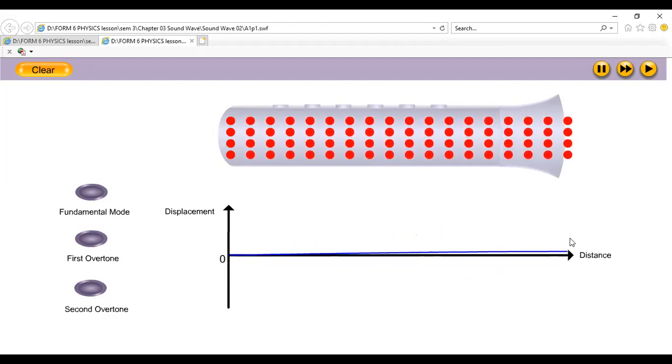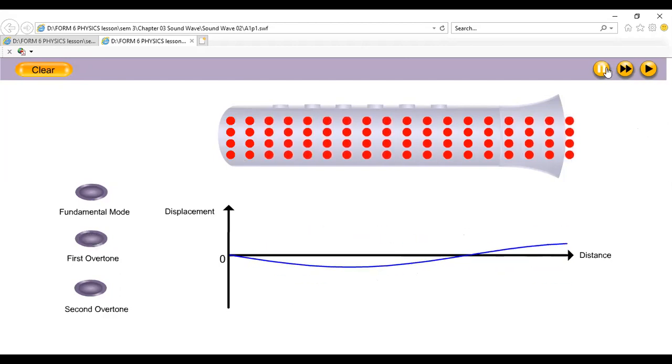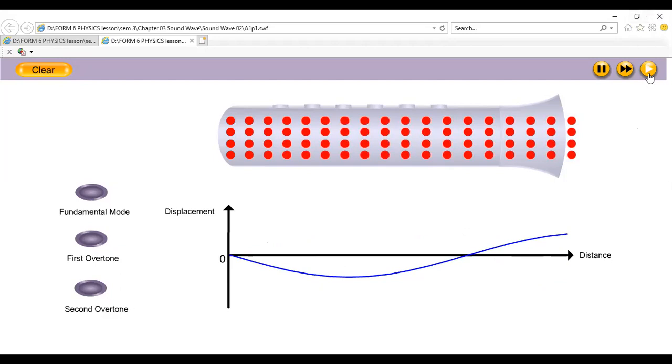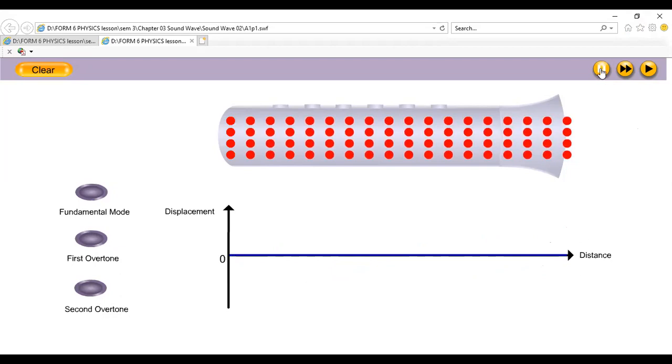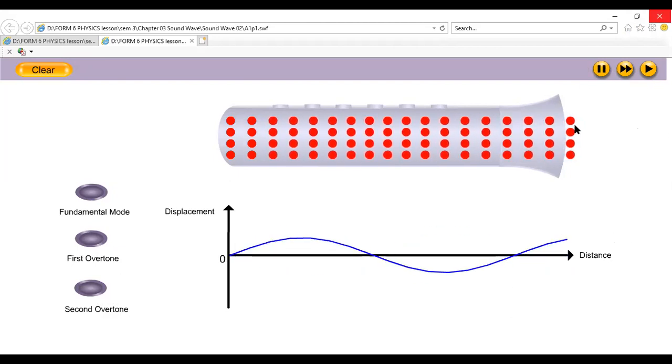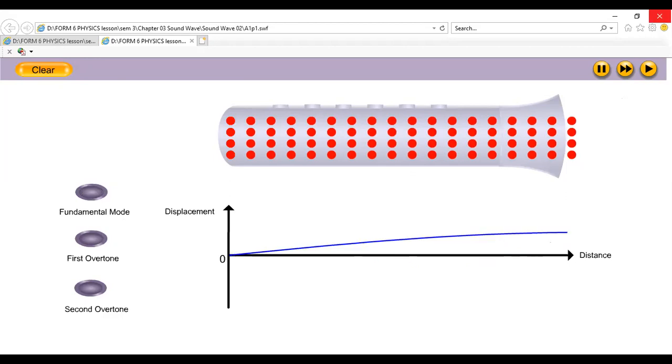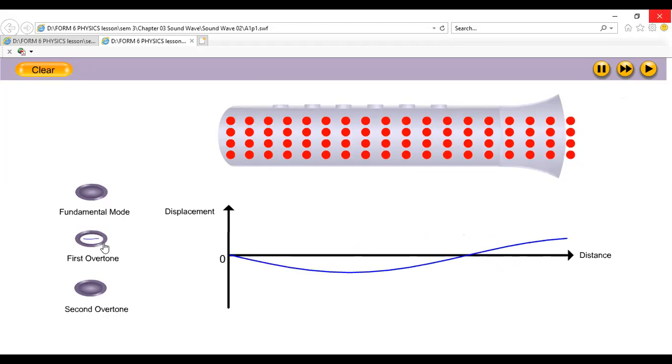Meanwhile, there will be the one open end. For the first overtone, there will be another open end, and also for the second overtone. No matter how, at the open end, they always have the antinode. The only difference is the frequency. For the fundamental, the frequency is the lowest. For the first overtone, the frequency is higher, and for the second overtone, the frequency is higher than the first overtone.